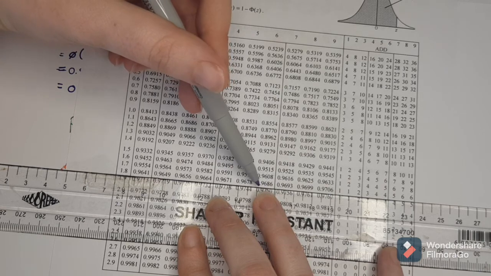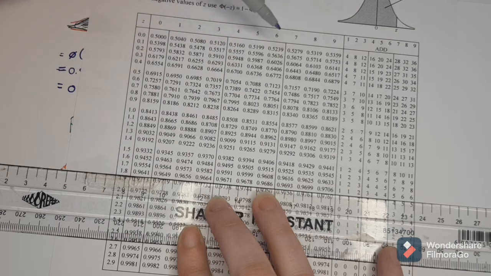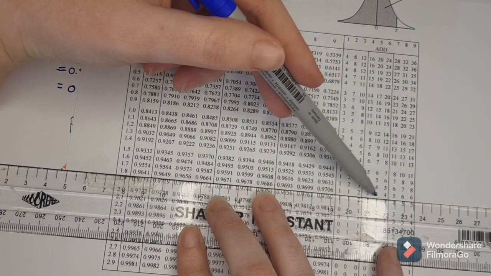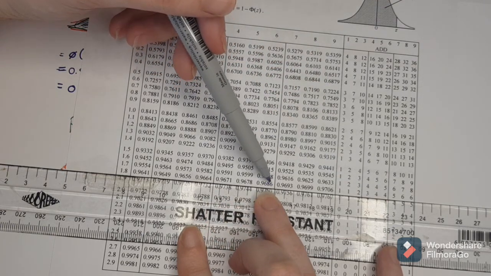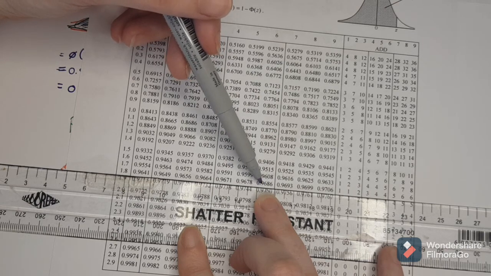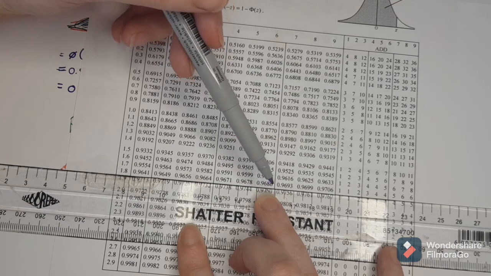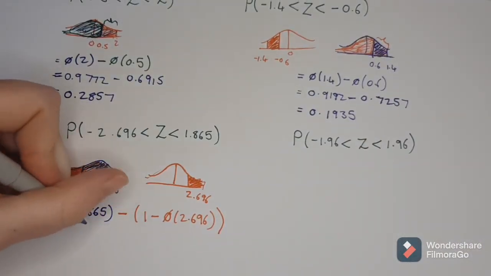So now I have my value of 0.9686 for 1.86. Now my last digit is 5, so now I go to that last column and I go down the 5 and it says add 4. So it means I'm going to add 4 to my last 2 digits there. So I have 86 plus 4 is going to be 90. So my total value is 0.9690.